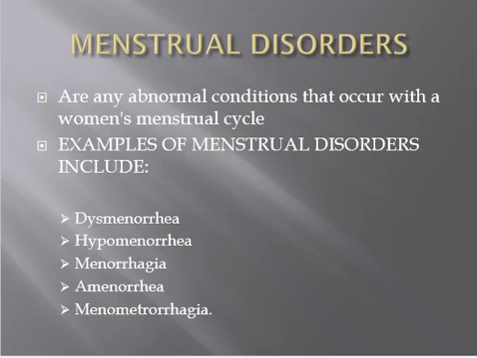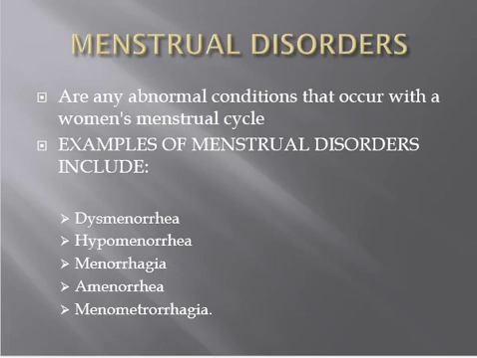Today I'll be talking about menstrual disorders. So what are menstrual disorders? These are abnormal conditions that occur with a female menstrual cycle. What are examples of these disorders? They include dysmenorrhea, hypomenorrhea, menorrhagia, amenorrhea, and menometrorrhagia. We'll be discussing them individually.